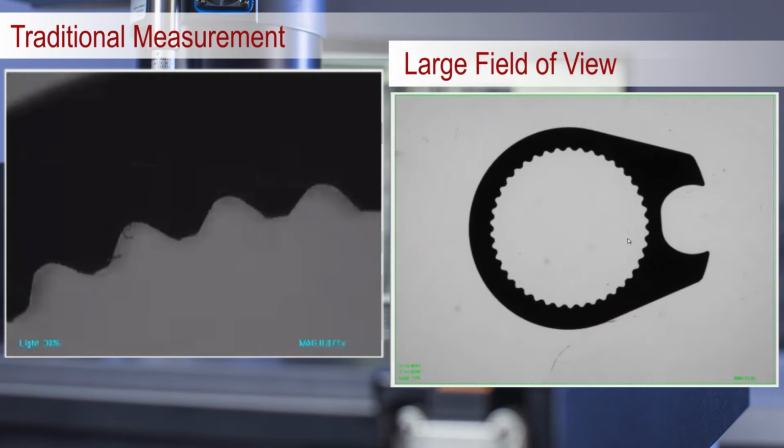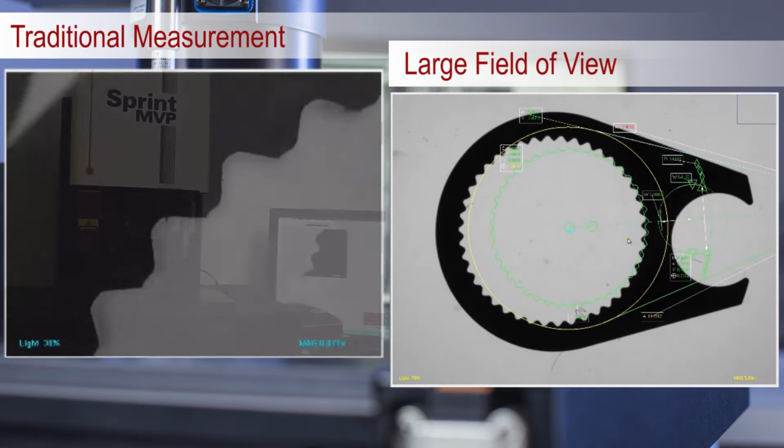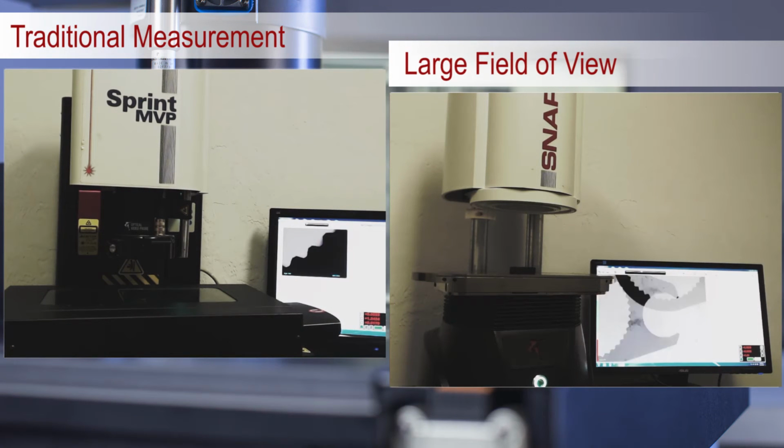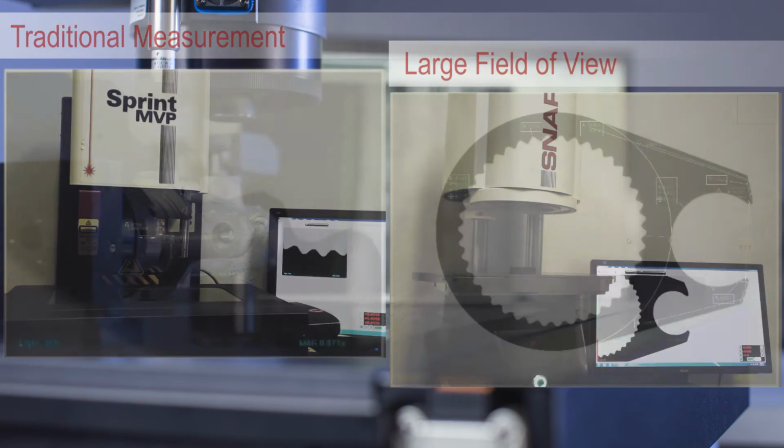Multiple moves in order to capture measurements over the entire part increase the inspection time required. The large field of view system's ability to visualize and measure more features in any given field of view location aids in decreasing the amount of time required to measure the part.